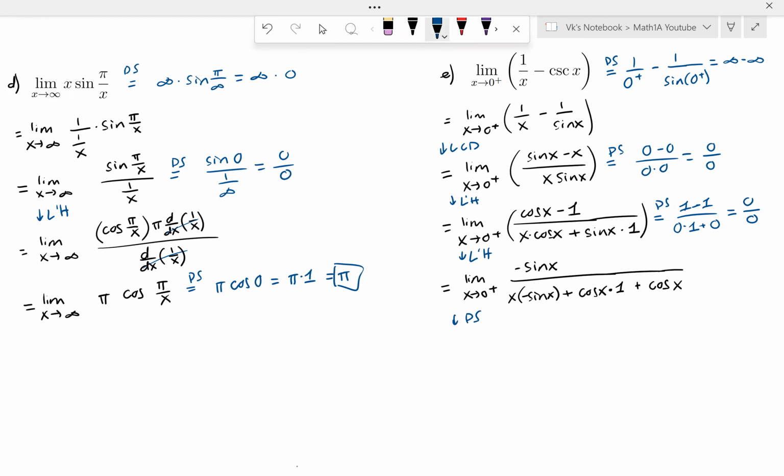So now do a direct sub to get negative sine of 0 over 0 plus cosine of 0 plus another cosine of 0, which gives us 0 over 2, and that is 0. Ta-da! I like this problem. We got to do a more advanced example. Let's go.